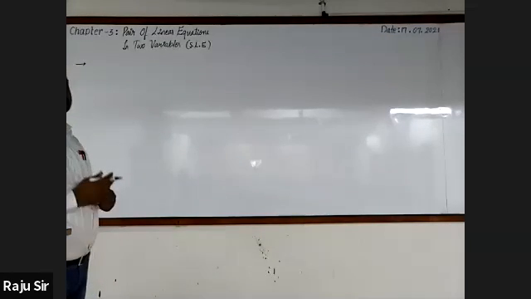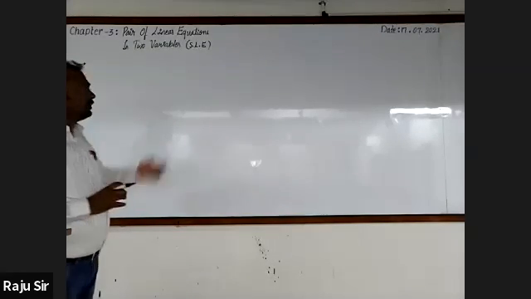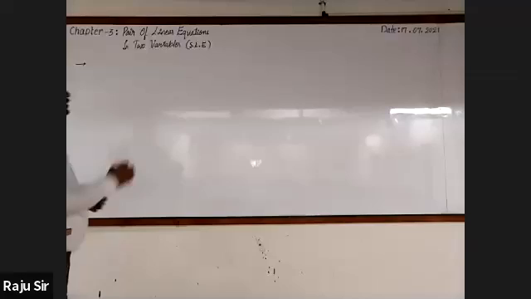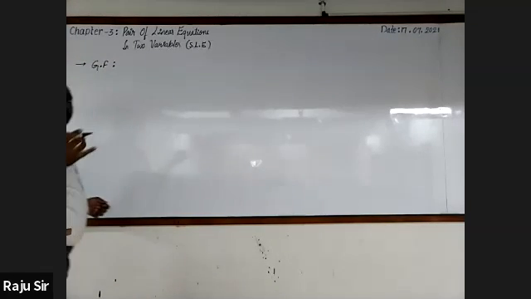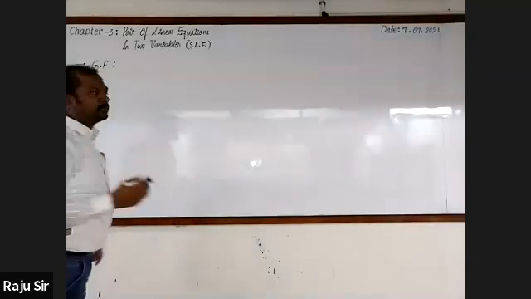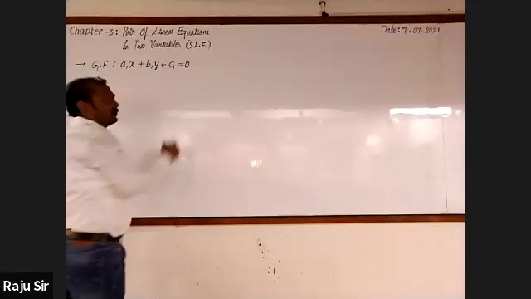You can also write with me, we are just recalling the beginning concepts. General form is, repeatedly I have been telling, you can also write with me, it is a1x plus b1y plus c1 equal to 0. Second equation is a2x.